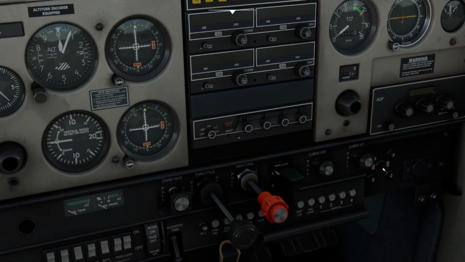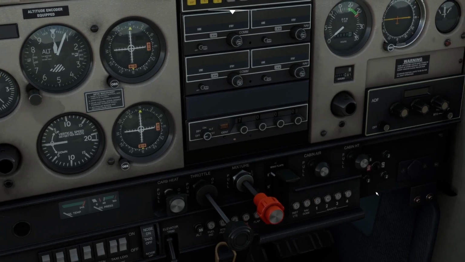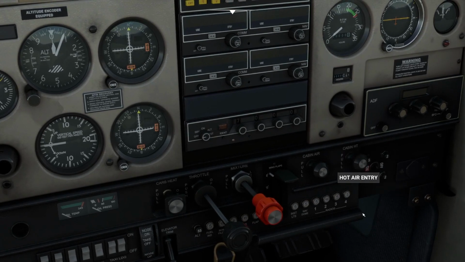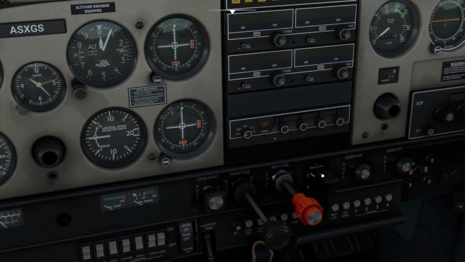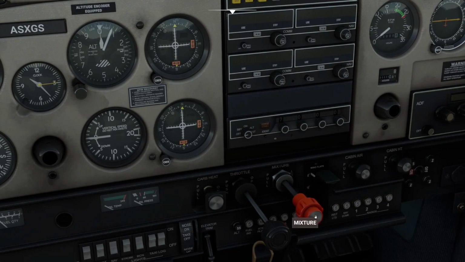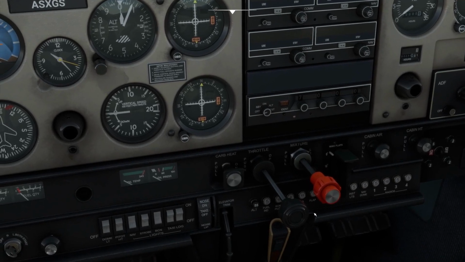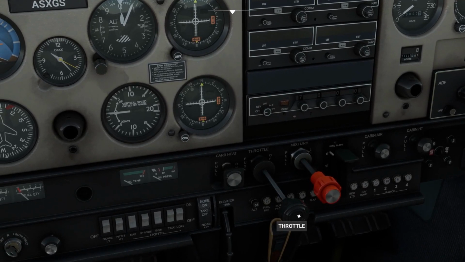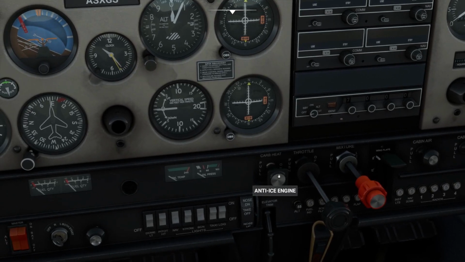Moving down, we have various circuit breakers. They should all be in, unless there's a good reason why it should be out. Cabin heat. It's just for hot air for demisting and heat. This is cool air from outside. Our flaps and the indicator. Our mixture. In is rich. Out is lean. Throttle. Out is idle. In is full. And then carb heat for the engine is out for on, in for off.